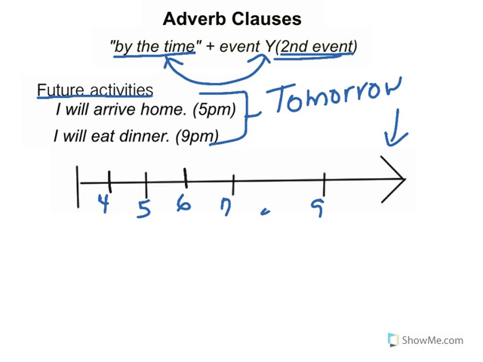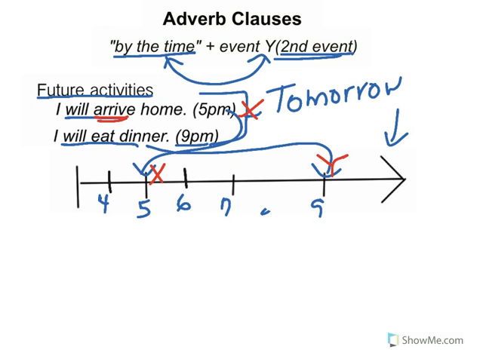So we have here, I will arrive home, and this will happen at 5 p.m. tomorrow. And I will eat dinner. This will happen at 9 p.m. tomorrow. So now we have event X, which is arriving home, the first event, and event Y, which is eating dinner, which will happen tomorrow.